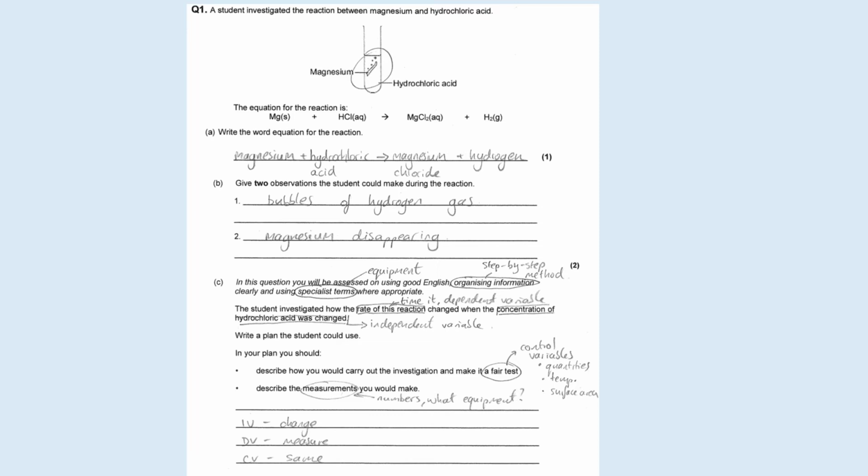like I say, some kind of measurement of gas syringe, or the collection of water. I tend to go with gas syringe because it's pretty straightforward. So you're going to be measuring out a set mass of magnesium, or if you're using ribbon, a set length of magnesium. You're going to be measuring out using a measuring cylinder a set volume of hydrochloric acid of a known concentration.